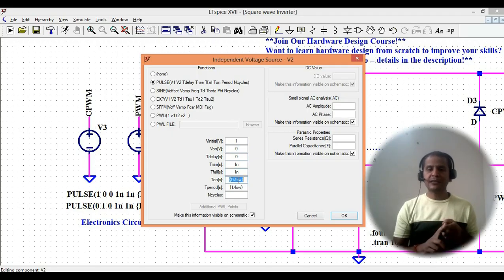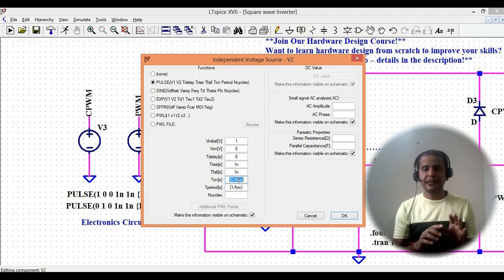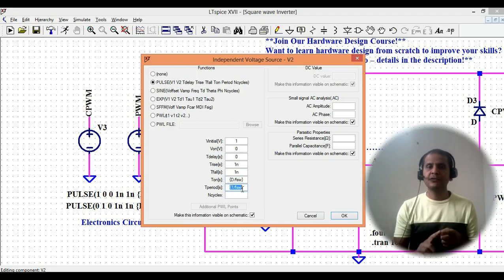So what is the duty? Consider this case my duty cycle is 0.5. Okay, and what is the switching frequency? Since we are going to operate our AC motors, or let's say single phase AC motors, in this case we want our square wave to be 50 hertz. So your switching frequency is going to be 50 hertz, and the T period is nothing but 1 divided by switching frequency. So this is the PWM.